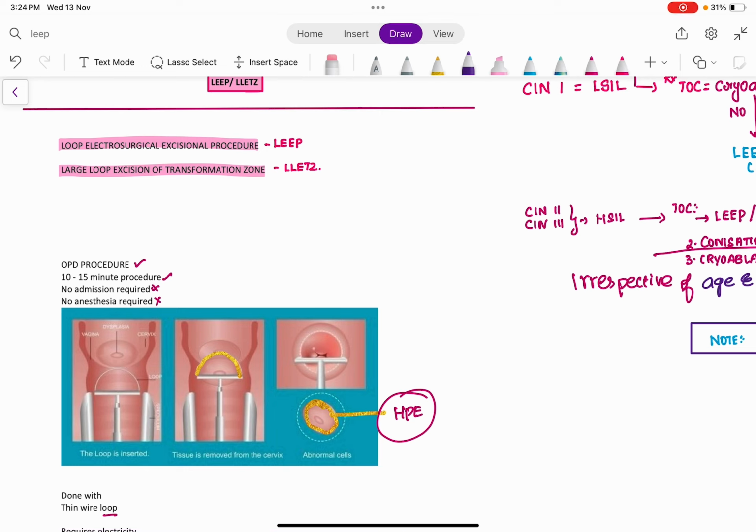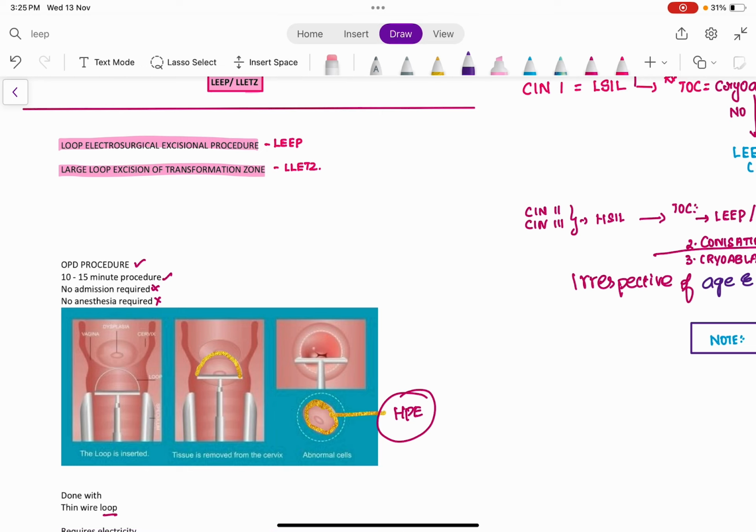So I hope I have covered everything about the gynecological procedures, right? And based on the reports of the pap smear and the colposcopy, what are the treatment options which are available also we have discussed. There are 3 treatment options: cryoablation, LEEP or LLETZ, and conization. All the 3 have been discussed. So in the next module we'll be discussing the WHO guidelines which have been given for screening of cancer cervix. Is that clear? Okay.